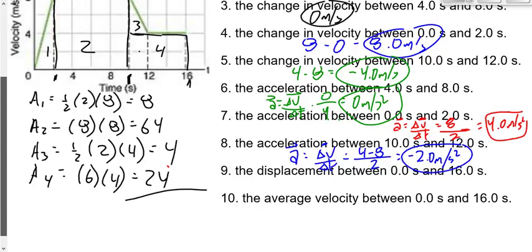Add these up. 64 and 8 is 72, 76, and 100, I think, isn't it? Exactly 100.